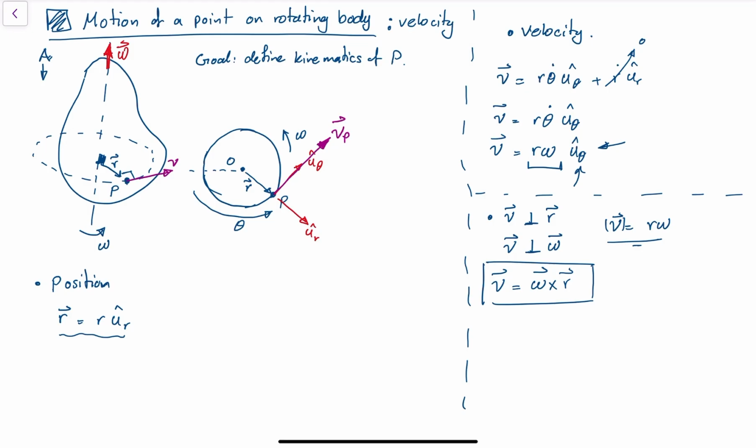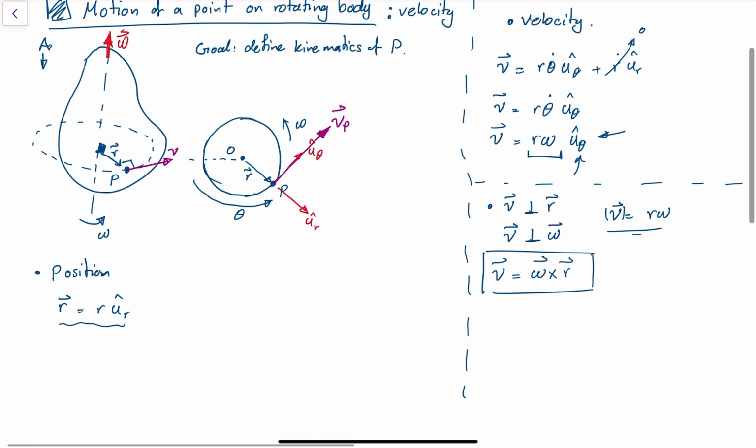Obviously, a couple of remarks. Now that we know v is omega cross r, note that the norm of v becomes r omega, given the angle between these two vectors is 90 degrees. And the direction is given by the right hand rule.